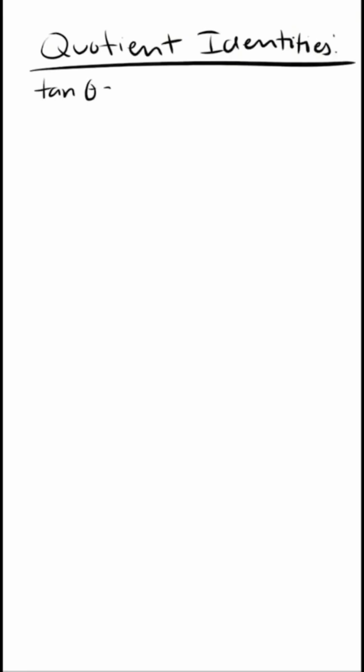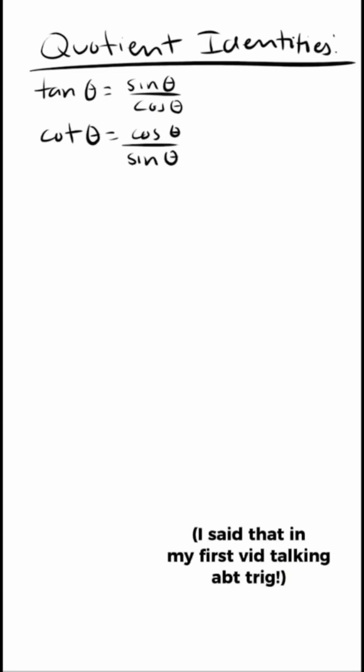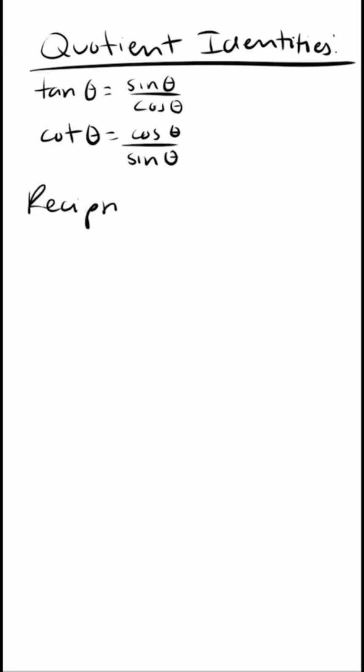Anyways, back to the original topic of the video, which is the quotient identities and reciprocal identities. We can start with the quotient identities. There are only 2 of these. One of these you should actually know, which is tan theta equals sine theta divided by cosine theta, and the other one being cotan theta equals cosine theta divided by sine theta.